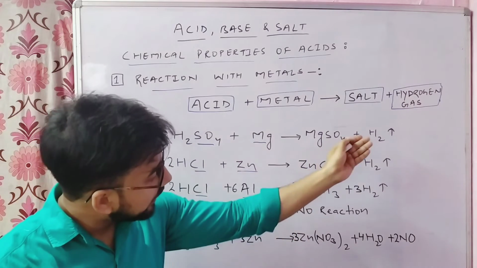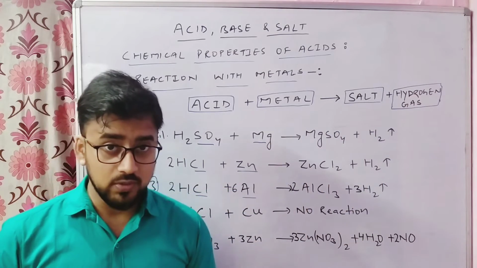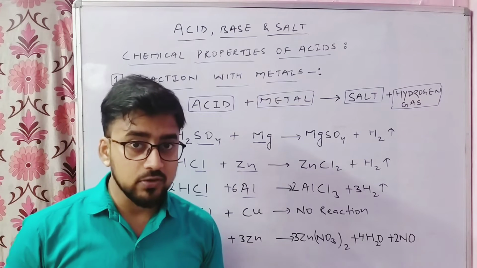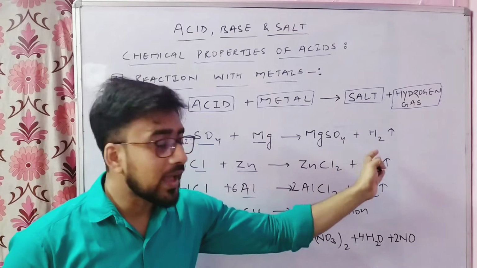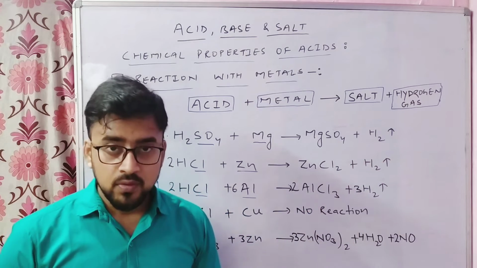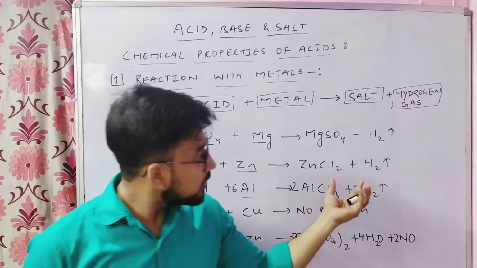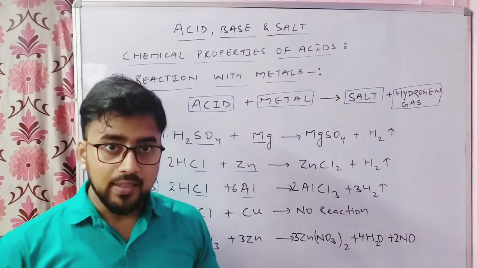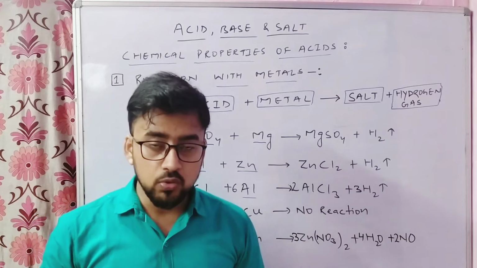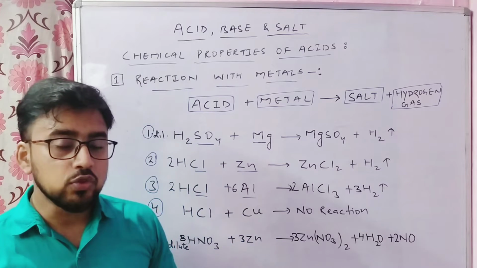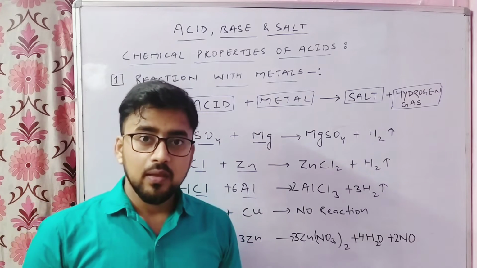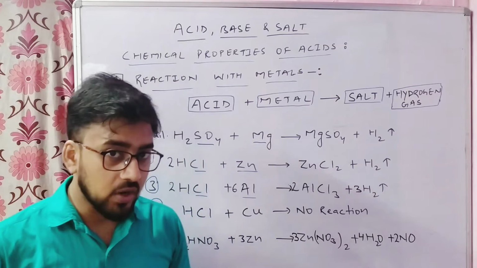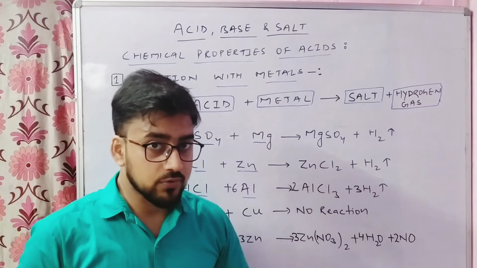Now you have seen that in all these chemical reactions, students, hydrogen gas is released. And do you know how to test hydrogen gas? Yes. Hydrogen gas burns with a pop sound. If you bring a burning candle near hydrogen gas passed through soap solution, bubbles will form, those bubbles will burn, and hydrogen gas will produce a pop sound. We can do this in the laboratory also.